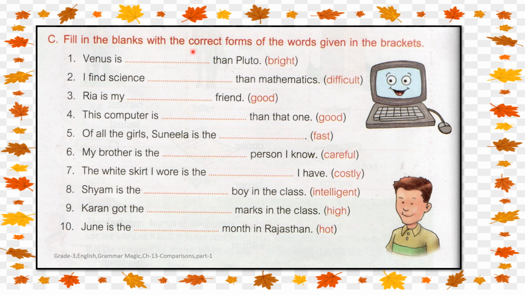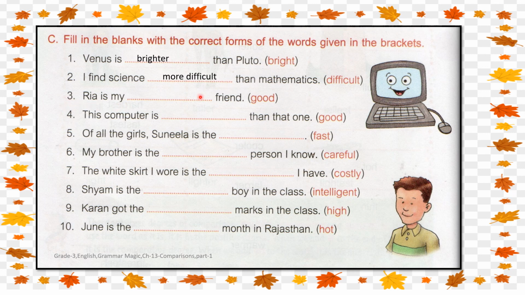C. Fill in the blanks with the correct form of the word given in the brackets. First, Venus is dash than Pluto. So children, here comparison is given because than is given. So when comparison is given, what will we use here? Bright is an adjective. Brighter. Okay, brighter than Pluto. Second, I find science dash than mathematics. Difficult. Okay, so difficult becomes more difficult, because it's a longer word.